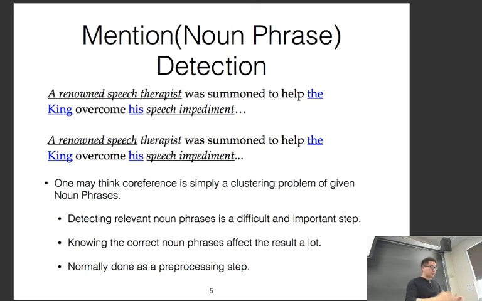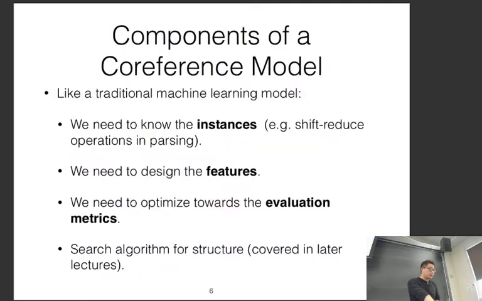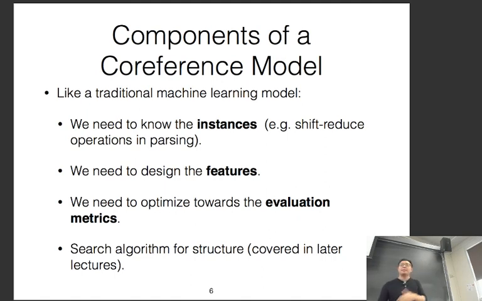But nevertheless, most people still do this as a pre-processing step because it's not very trivial to combine noun phrase detection and coreference. We will cover one model in this lecture about how to do that. A coreference model, apart from the noun phrase detection, is a very traditional machine learning model.